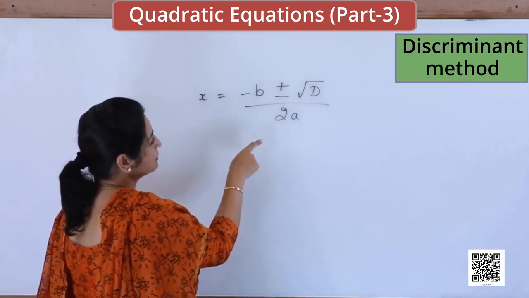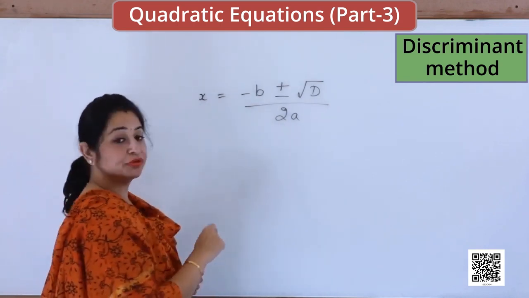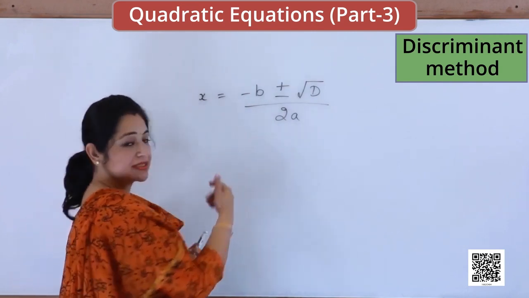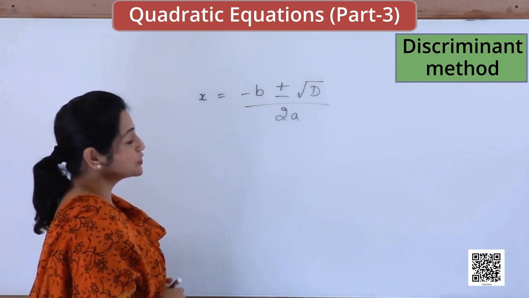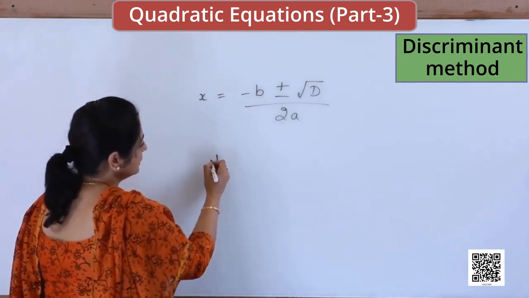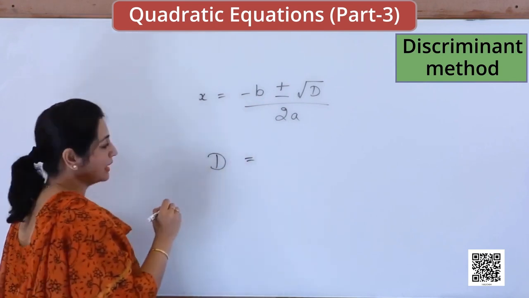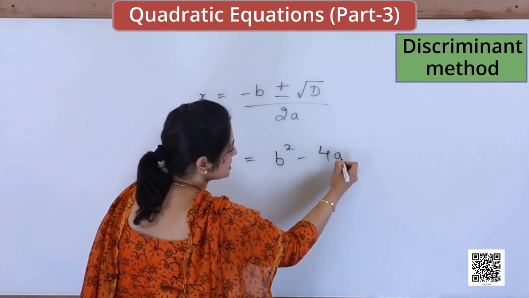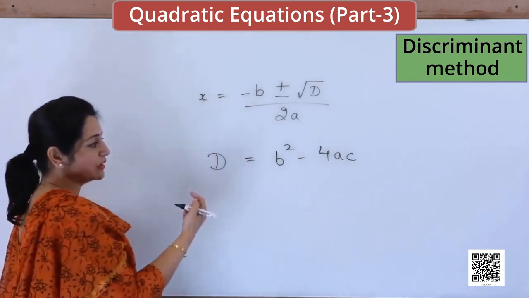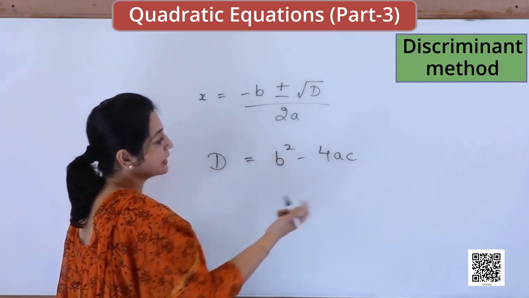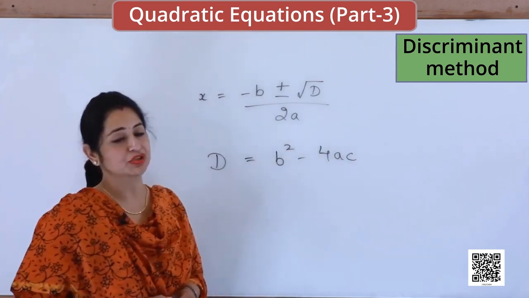Right? So, after that we have 2a. Now, the value of a we can get from the quadratic equation and we will just twice it. So, we will get 2a. So, let's look at the d now. What is d? D is the discriminant and its value is b square minus 4ac. So, b squared, and minus 4ac. Value of a and c also we will get from the quadratic equation only.